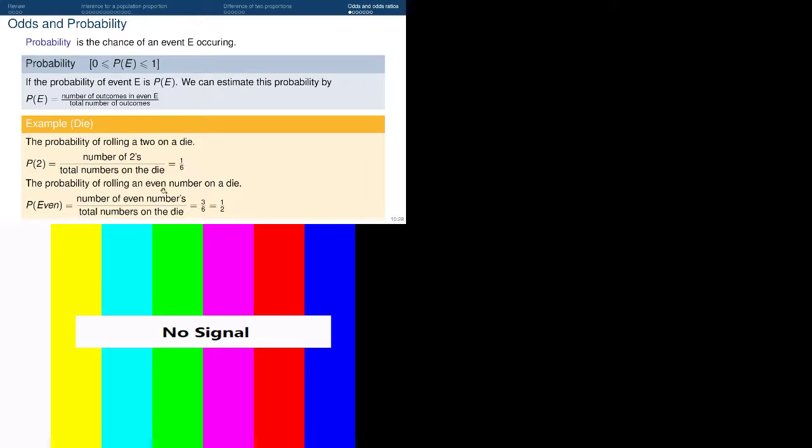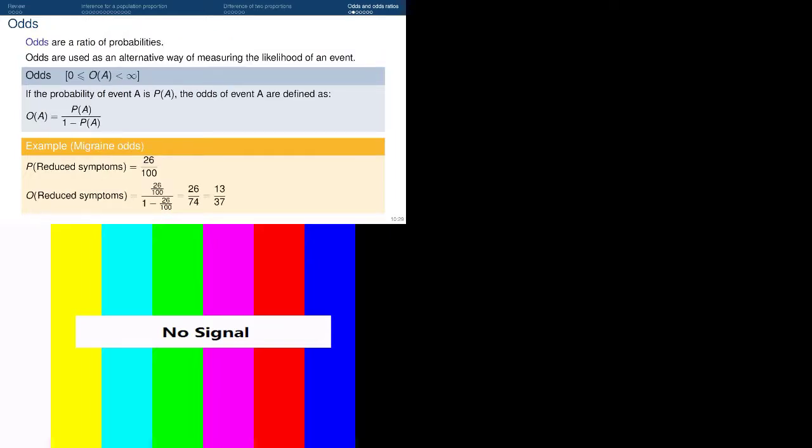The probability of rolling an even number, there's 3 even numbers, 2, 4 and 6, for a total of 6 numbers. So the probability is going to be 3 on 6, a half. All right, so that's how we can calculate some probabilities. Now, odds are a little bit different. Odds are a number that gives us a measure of the likelihood of some event, and that number ranges from 0 to infinity. Well, it can't equal infinity, but 0 to a very big number.